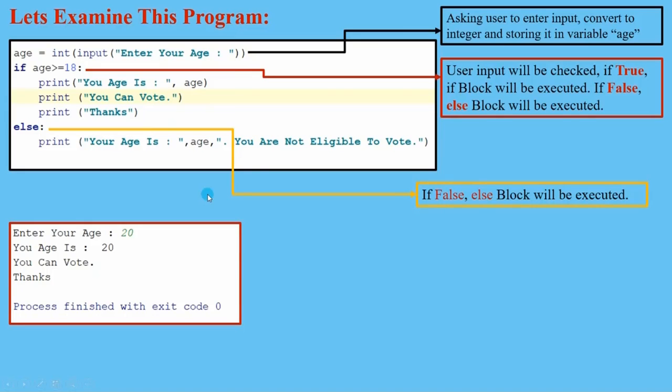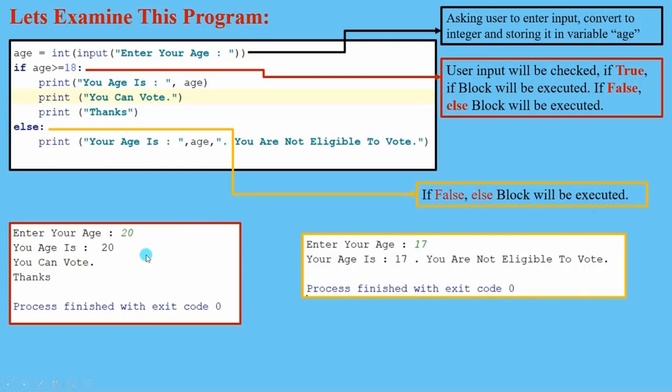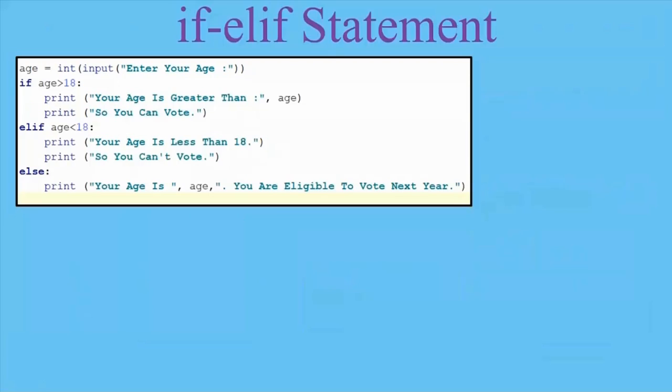As you can see here, the user has entered the value 20 and then the engine executed the three print commands inside the if block. In the second example, the user entered 17, which is less than 18, so the if condition has become false and the Python engine executed the else block, which prints your age is whatever value the user entered, and then you are not eligible to vote.